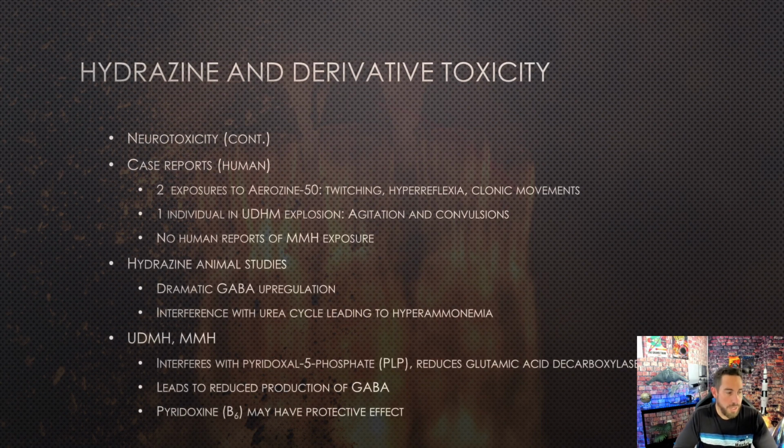As far as UDMH and MMH go, what they found is kind of interesting. It interferes with pyridoxal 5-phosphate, or PLP. It reduces glutamic acid decarboxylase, and all this leads to a reduced production of GABA. So if you remember back a couple slides ago, with hydrazine, you can get CNS depression, and then with UDMH and MMH, that's neuroexcitation. With this interruption with PLP and GAD, it leads to decreased GABA, which then leads to an overall neuroexcitatory picture.